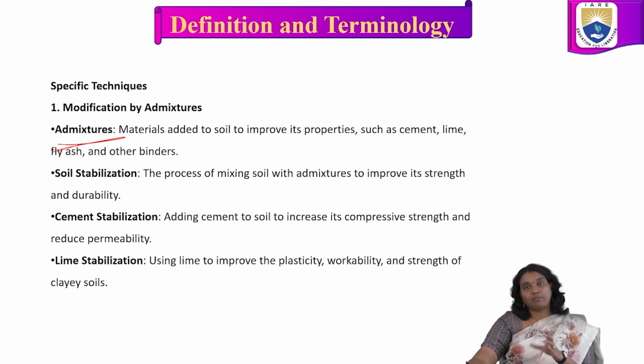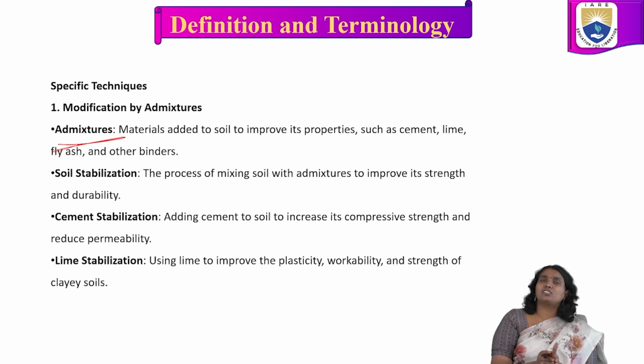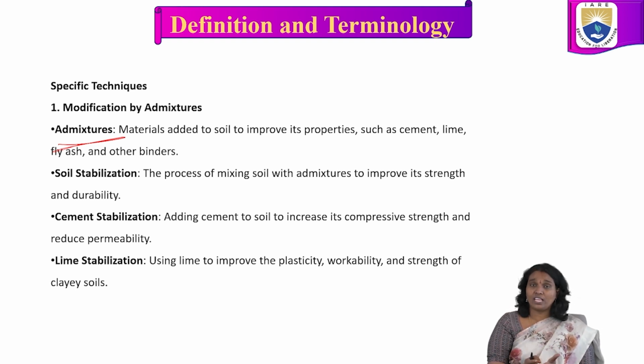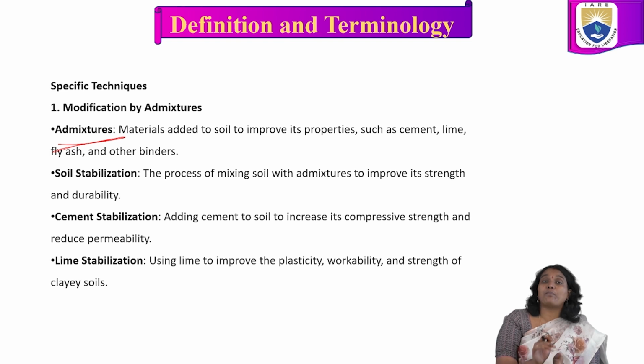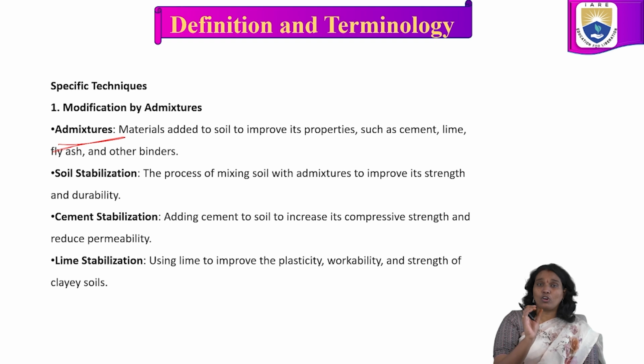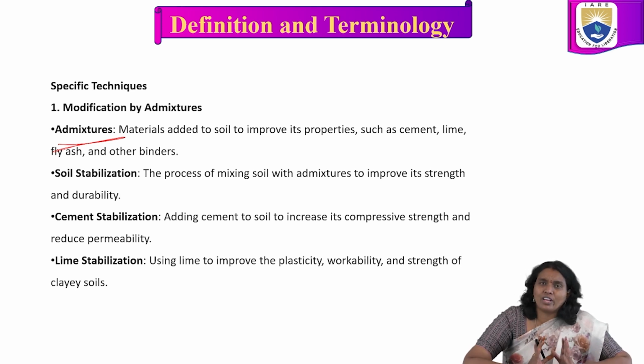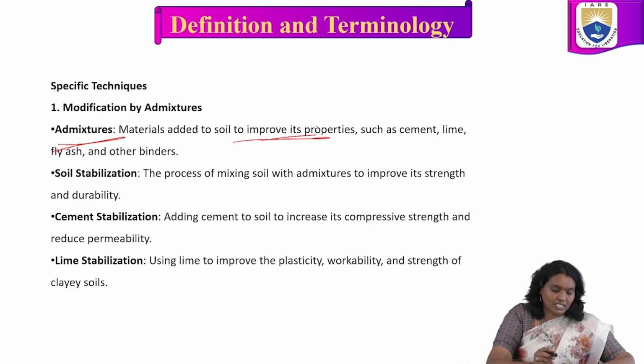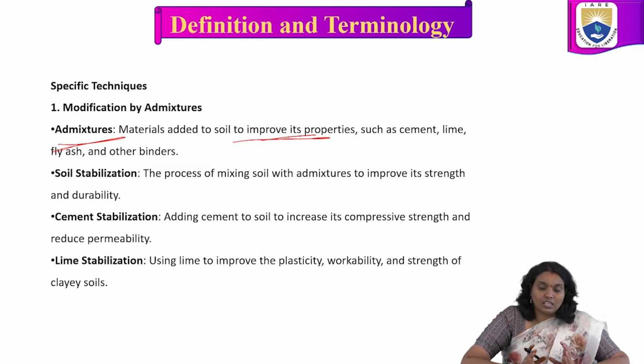And also lime. When we add lime to the soil, the properties are going to change, and it depends upon the type of the soil. And also fly ash and other binders. Each kind of material which we add gives a different kind of property. So according to the requirement, we choose the admixture. Whatever we add to the soil to improve its properties is nothing but admixtures, such as cement, lime, fly ash and other binders.